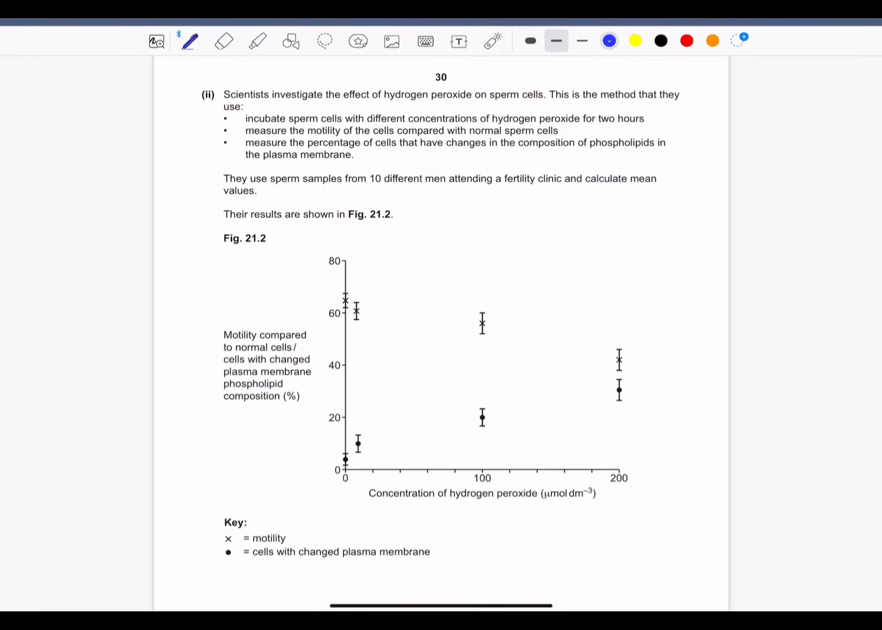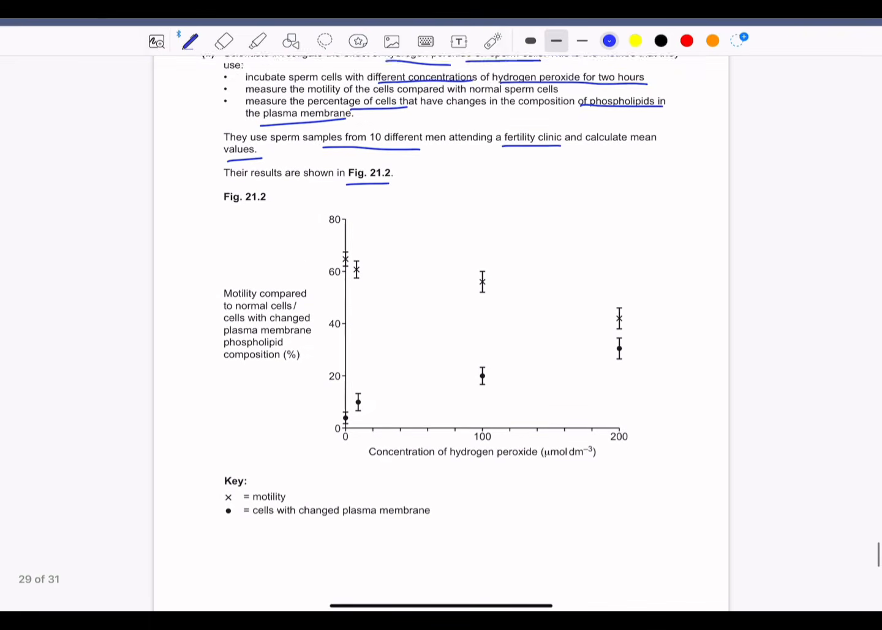Question part 2: scientists investigate the effect of hydrogen peroxide on sperm cells. This is a method they use: incubate sperm cells with different concentrations of hydrogen peroxide for 2 hours, measure the motility of cells compared with normal sperm cells, and measure the percentage of cells that have changes in composition of phospholipids in the plasma membrane. They used sperm samples from 10 different men attending a fertility clinic and calculated mean values. The results are shown in figure 21.2.